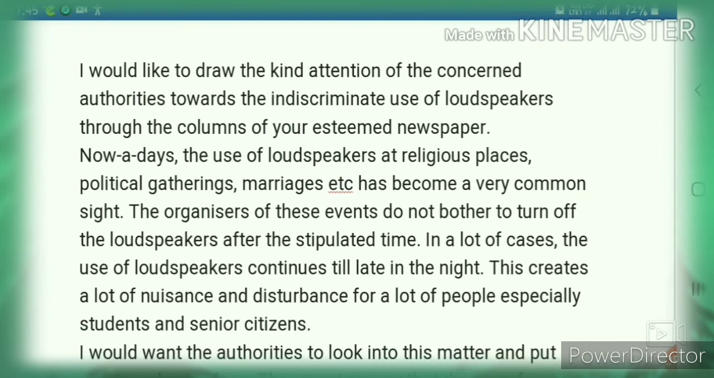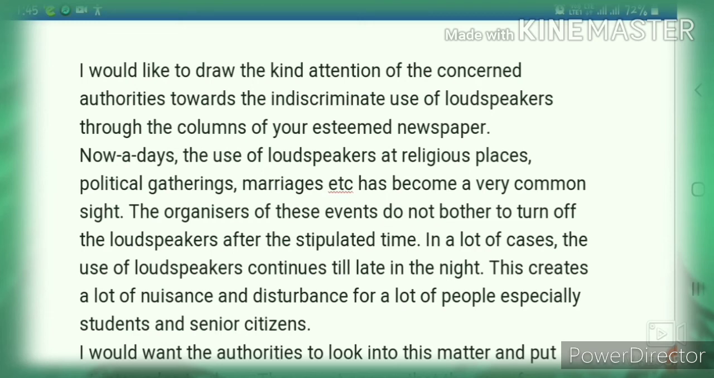And after that, you start the body of this letter. What will be the body? Let's read the body of this letter. I would like to draw the kind attention of the concerned authorities towards the indiscriminate use of loudspeakers through the columns of your esteemed newspaper. Now, what are you trying to do? You are trying to attract the attention of the concerned person, let it be the municipal corporation or the government authorities. You are going to attract their attention towards your problem, and that is the reason you are writing this article in the newspaper. All right.